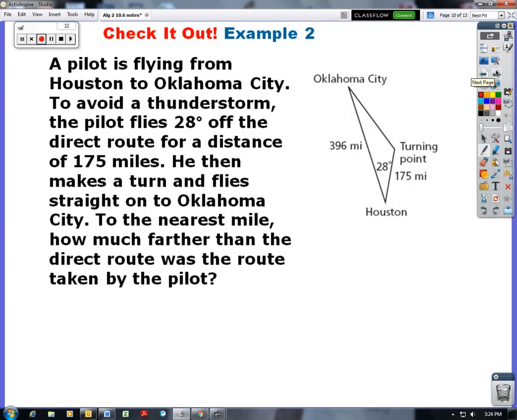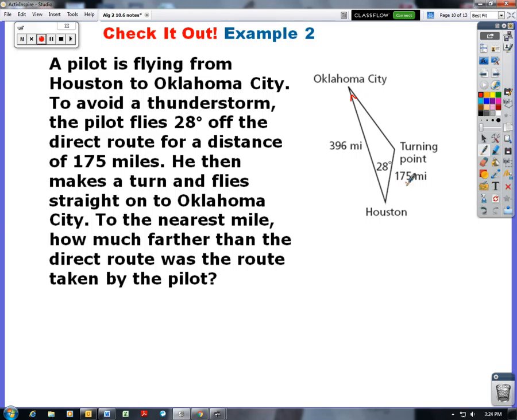Here's an on your own. I could talk about it a little bit. A pilot is flying from Houston to Oklahoma City. To avoid a thunderstorm, the pilot flies 28 degrees off the direct route. So the pilot's wanting to go this way. This is the goal. But instead, he or she, oh, it's a he, heads off to the east a bit, or northeast, and then is going to turn.